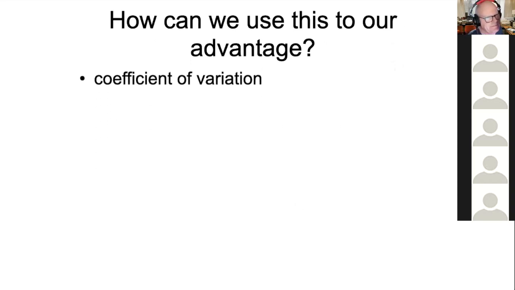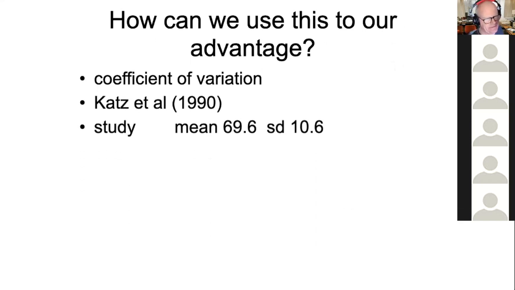Okay, whoa, that's slow. How can we use this information to our advantage? Like, how can we use it? The coefficient of variation. What's the coefficient of variation? So let's look at this. These are some data collected by Katz et al. in 1990. And we have two groups.